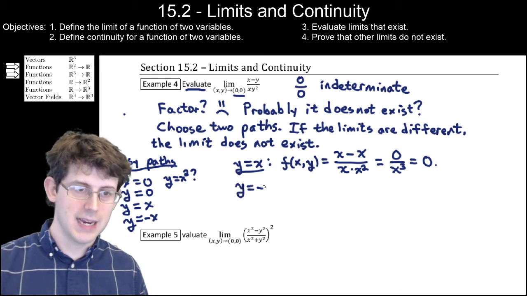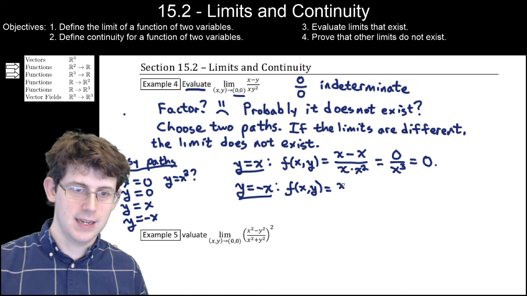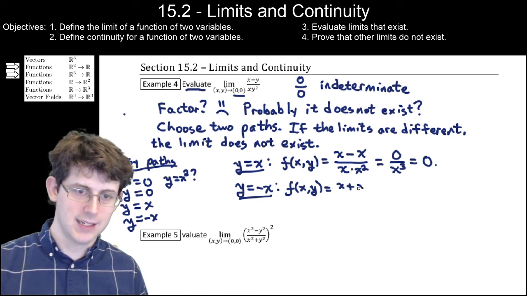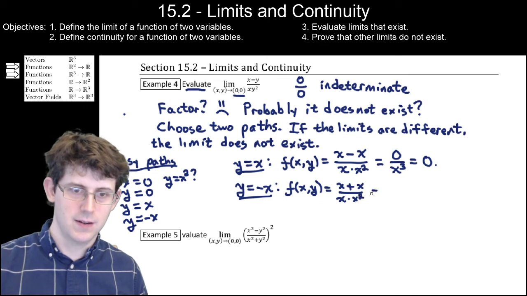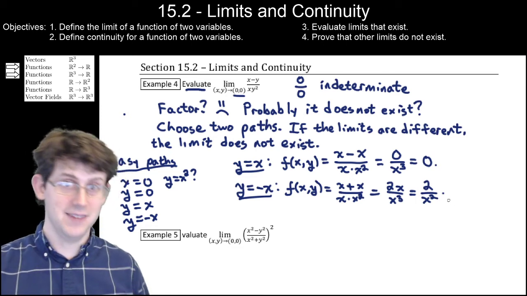Let's try y equals minus x, because it's the next easiest path. When I plug in minus x for y, I get x minus minus x over x times minus x squared. So I get 2x over x cubed, and that's 2 over x squared. Now, 2 over x squared might still head for 0.